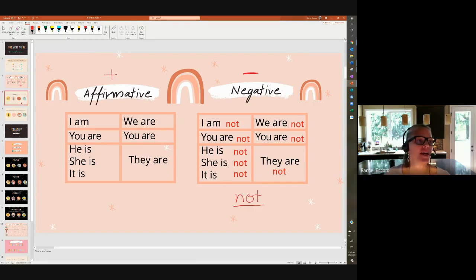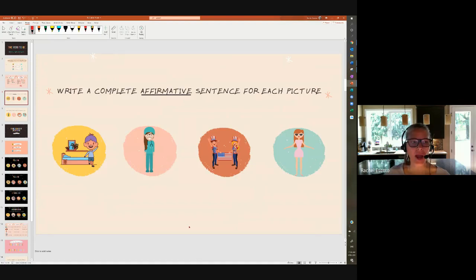So let's just look at how this works in practice. I want you to write a complete affirmative sentence for each of these pictures. Okay, stop the video, and write 4 sentences. Look at picture number 1 and write a complete affirmative sentence with a capital letter, a subject, a verb, and punctuation. Look at picture number 2, picture number 3, and picture number 4. Okay, stop your video.